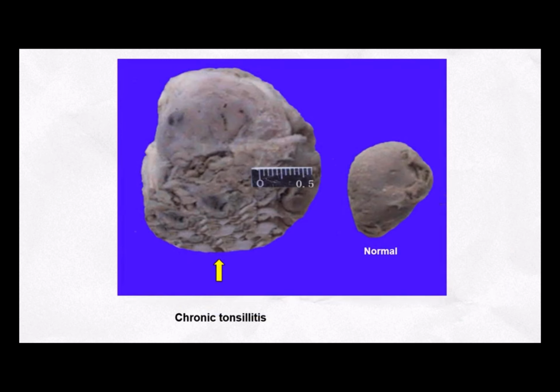This one is a normal tonsil, and this gross specimen is chronic tonsillitis. The tonsil is enlarged obviously. It's firm and gray-white. The capsule isn't smooth, and exudate is not obvious.